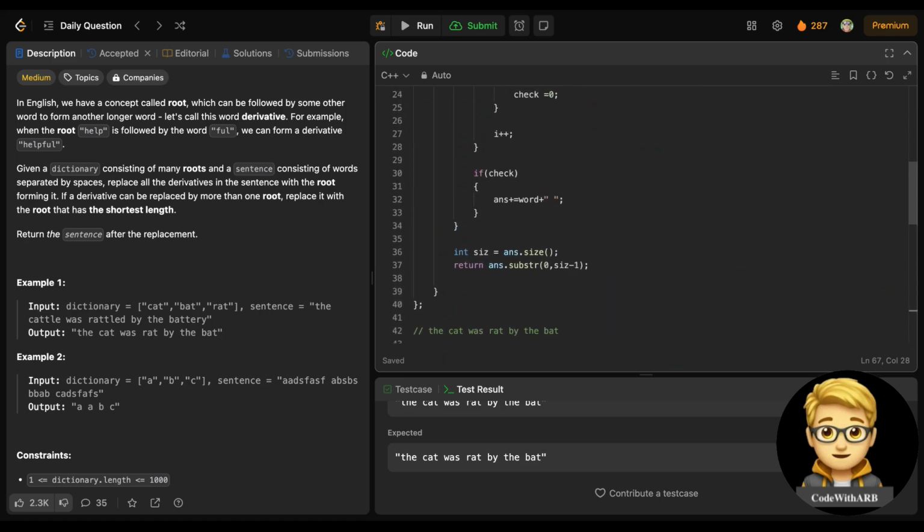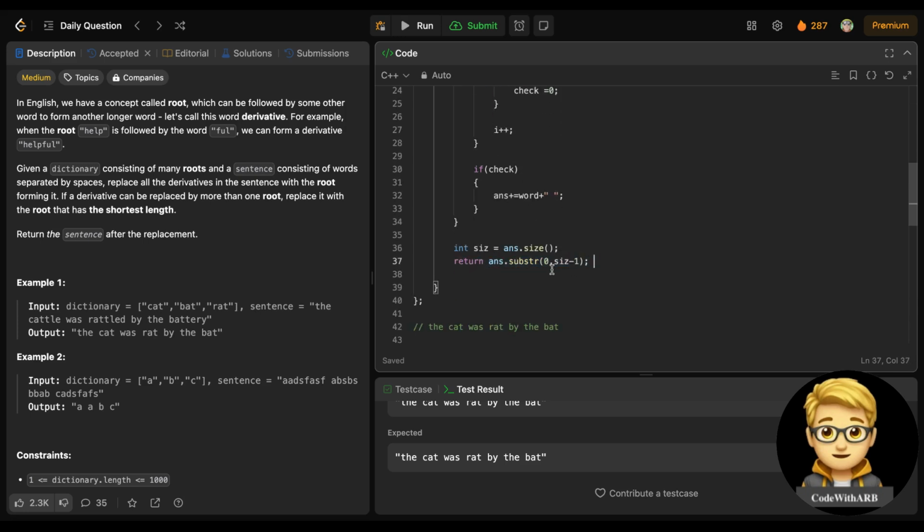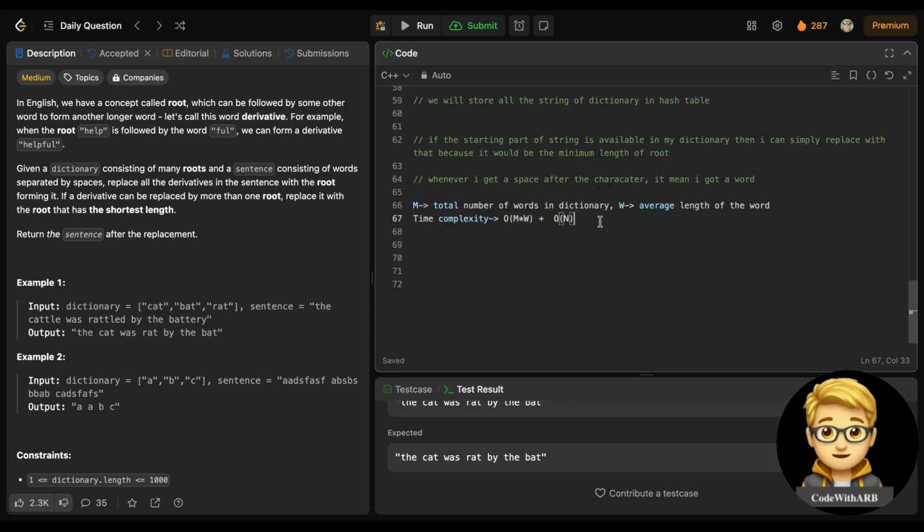And after that, for the answer, I need to take answer dot substr, which takes O of N, because the substr time complexity is O of N. So again, I am taking O of N for that. So if you see the overall time complexity, O of N.